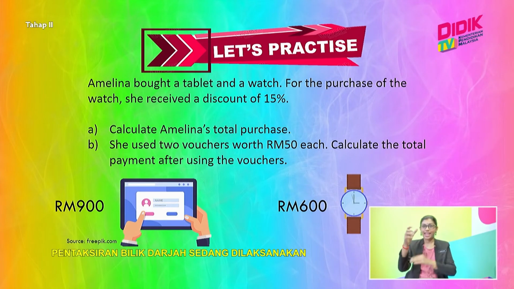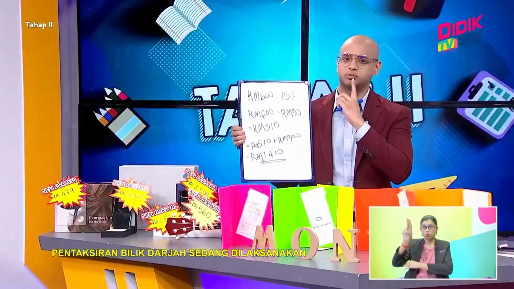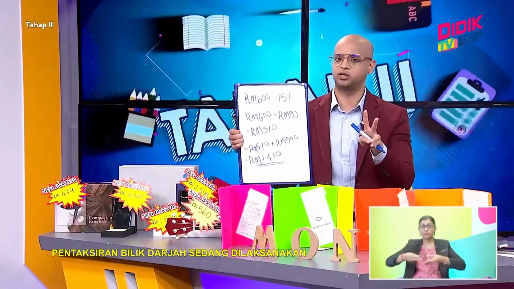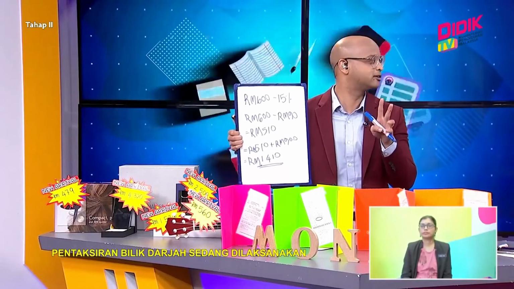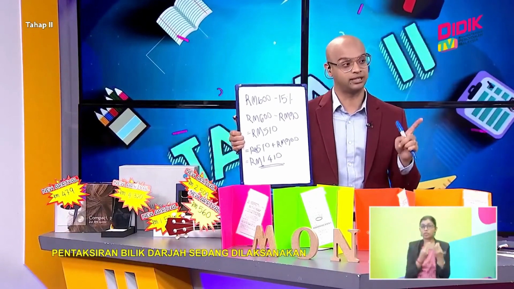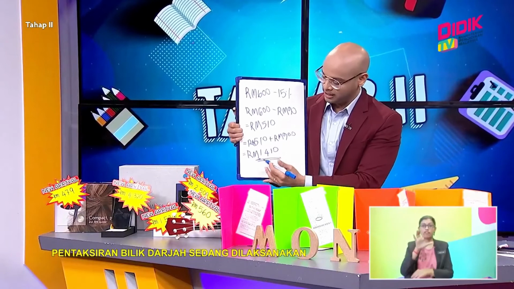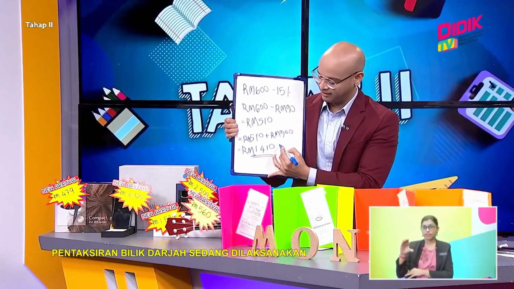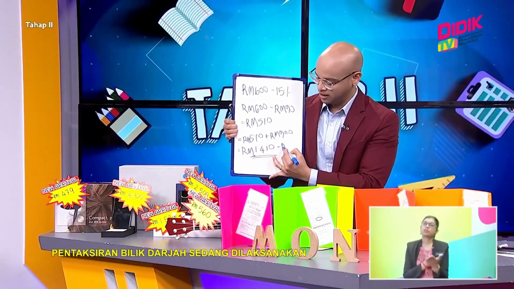Now for question B, she used 2 vouchers worth 50 ringgit each. Calculate the total payment after using the vouchers. There are 2 vouchers of 50 ringgit, which means I get a discount of 100 ringgit because 50 times 2, right? So that would mean from here 1,410 ringgit. Let me just minus off really quickly.